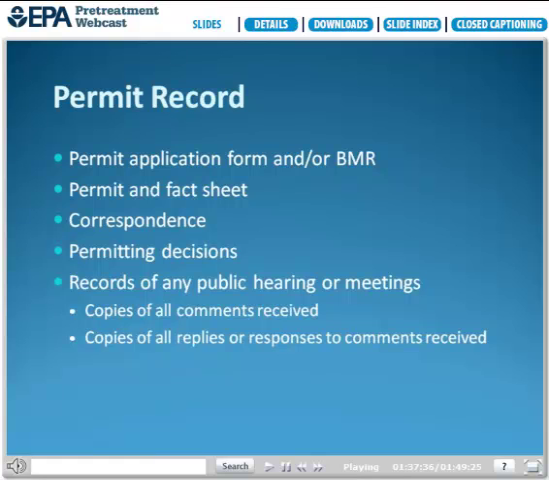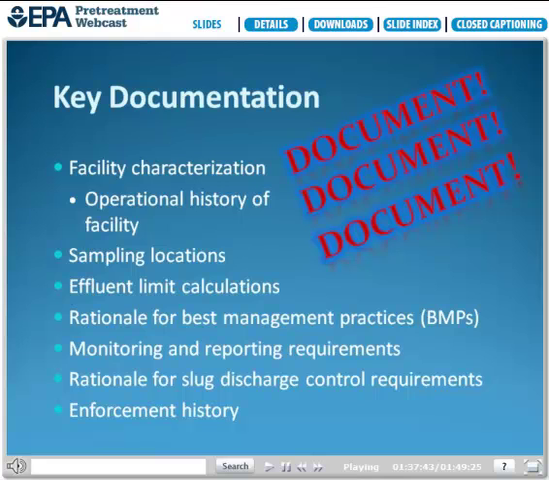Hey, here's that phrase: document, document, document. Here are some key items that go into that decision-making process about writing that permit. It's important to keep track of why a facility has limits. Why is that? Because that facility might add a process tomorrow, and you might be tasked to modify the permit to address that expansion. So you need to know why you have the conditions in that permit today, so you know exactly what you're changing.